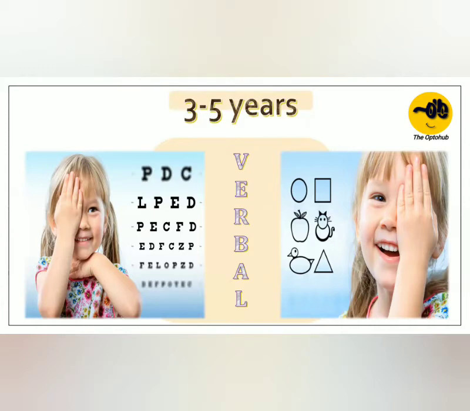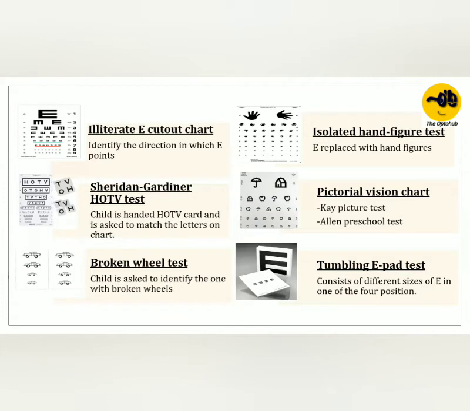So the first one is illiterate E cutout chart. इसमें क्या होता है? The task is to identify the direction in which the limb of E points. ठीक है, उनको बताना है कि कौन सी डायरेक्शन में है. And then the identification of the last line gives the visual acuity. ठीक है, जो भी last line वो जहां तक read कर पा रहे हैं, that will be the visual acuity. और ऐसा ही एक जो similar test है, that is Landau's broken ring chart.